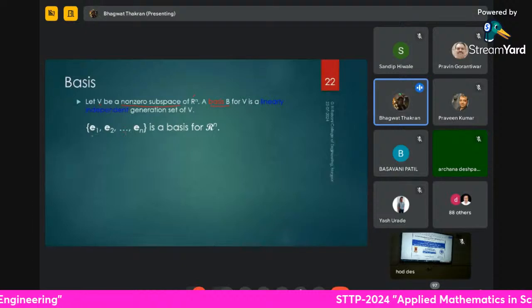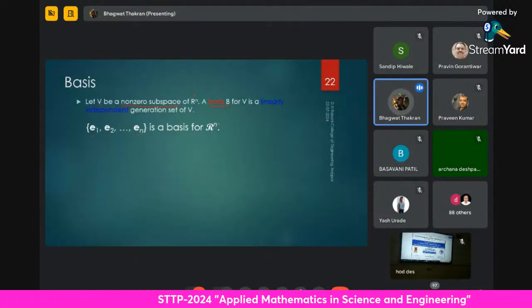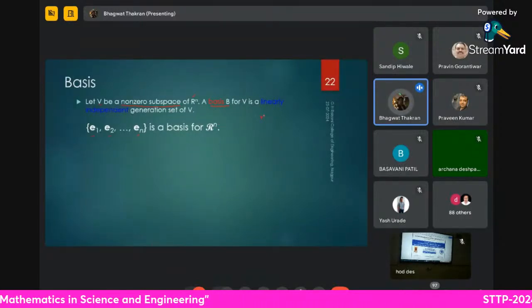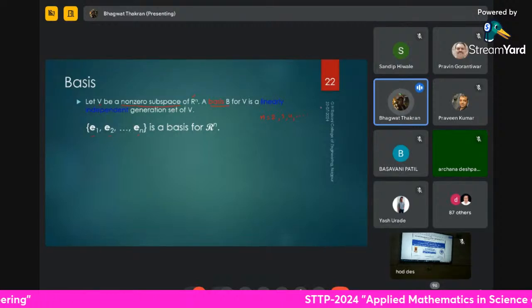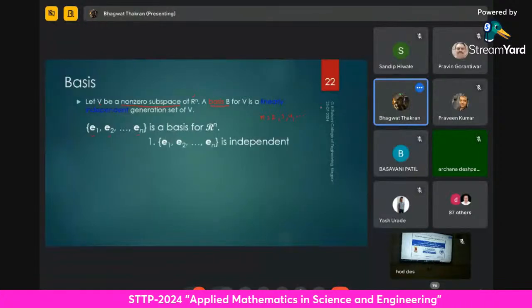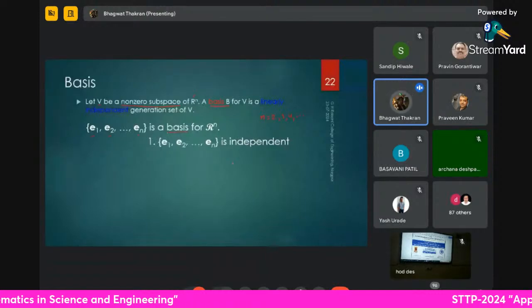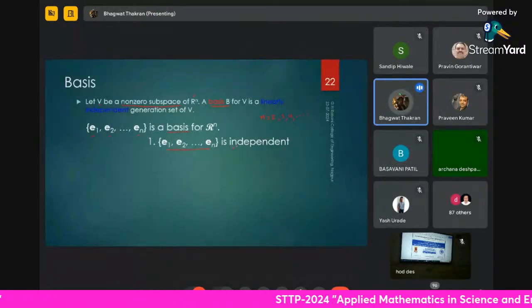Let us consider e1, e2, and en is a basis for Rn. It will be our choice what value we would like to take, n equals 2 or 3 or 4 and so on. The first basic thing, in order to make it a basis, we need to check whether these vectors are dependent or independent.